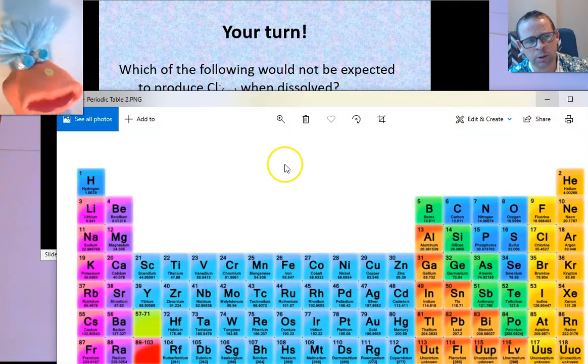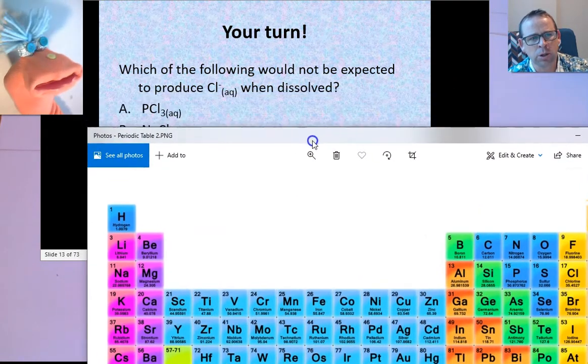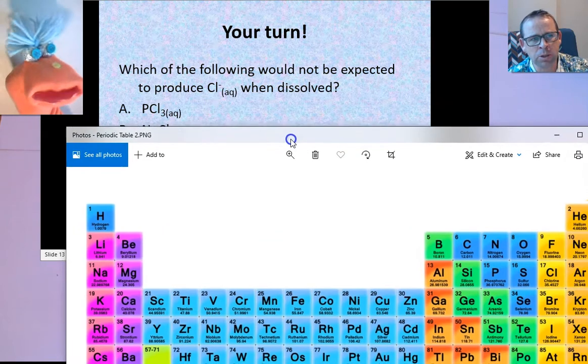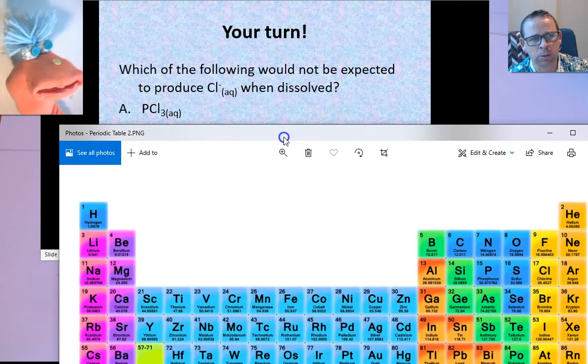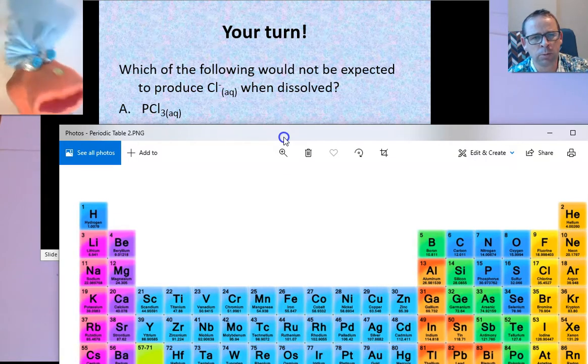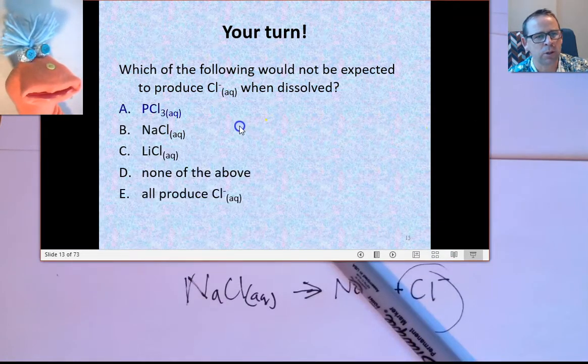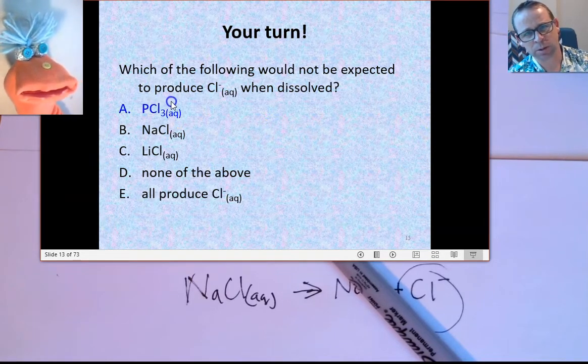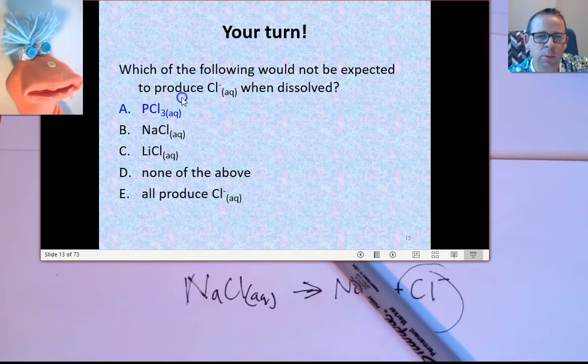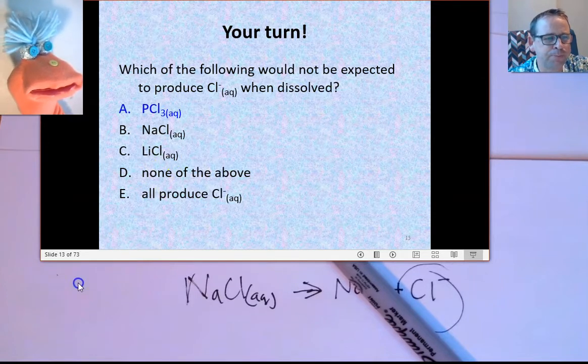Well, I'm wondering if PCl3, P is not a metal. So this is not an ionic compound. So it's not going to create ions when it's placed in water. Very good. That's it. That was the thing we were looking for. So PCl3, not an ionic compound, not going to result in chloride ions when placed in water. Very good.